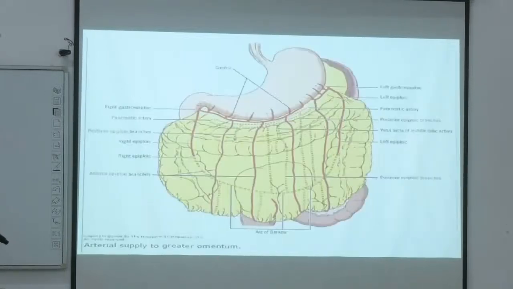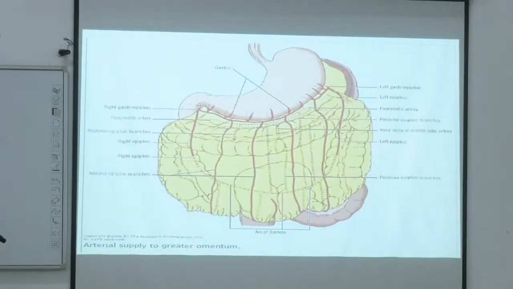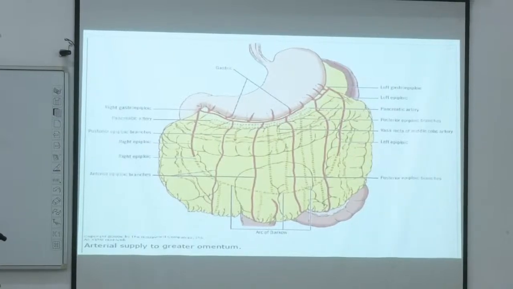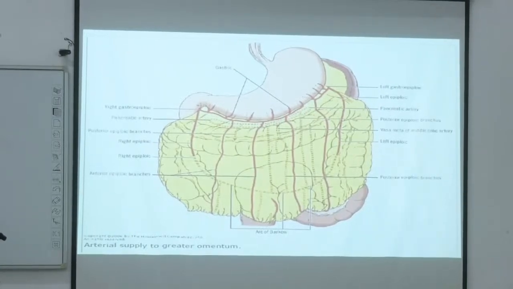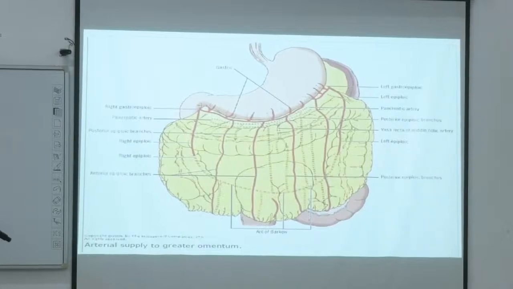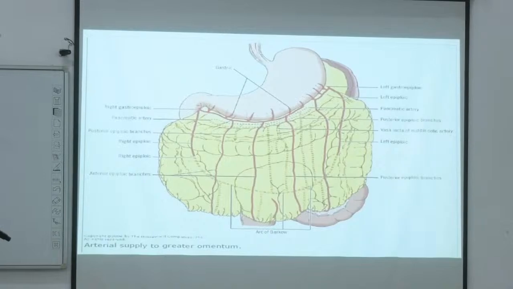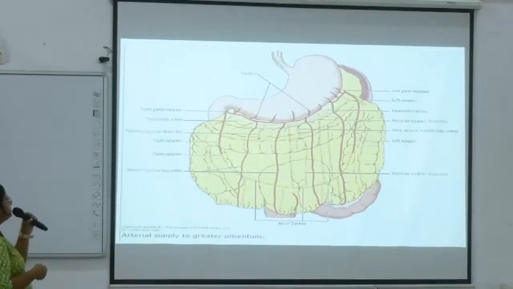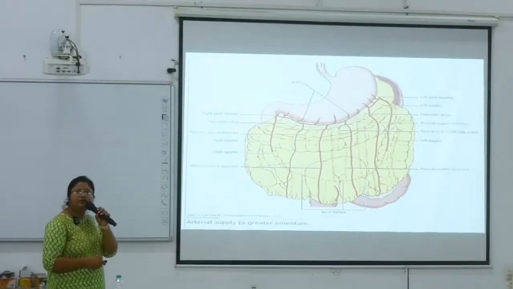Okay. Next, see here, this is the right gastroepiploic, and there is the left gastroepiploic. They form a continuous arch along the greater curvature of the stomach, and they are also supplying the omentum. This is the greater omentum. The other end is attached to the transverse colon, and in this region, branches from the right and left gastroepiploic form an arch. Okay, this is known as the arc of Barkow. This is for supplying mainly the greater omentum.